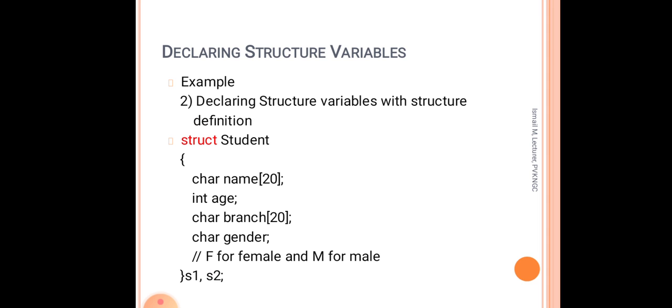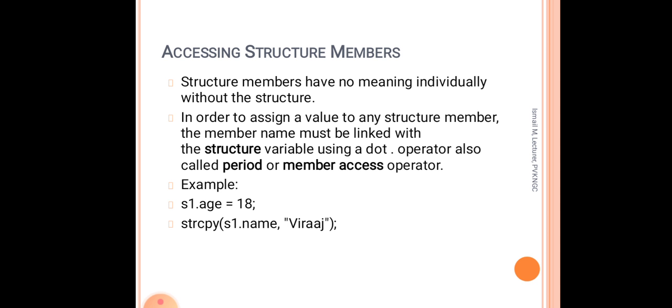In the second example, you can see declaring structure variables with the structure definition itself. So before ending with a semicolon, you can declare structure variables s1, s2. Accessing structure members. Structure members have no meaning individually without the structure. In order to assign a value to any structure member, the member name must be linked with the structure variable using a dot operator, also called period or member access operator.